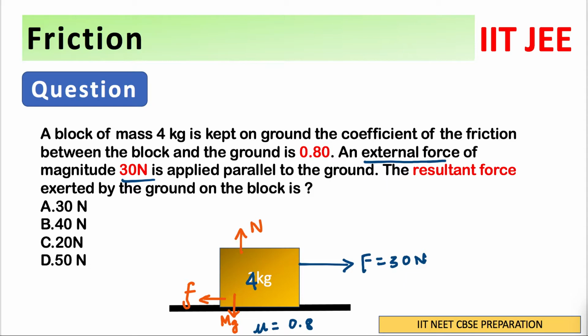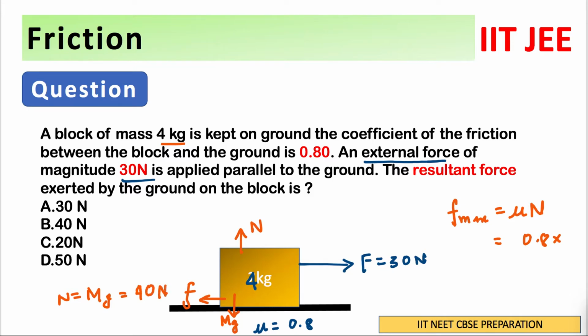Now before we find out what is the value of friction, we first need to find out what is F max. Maximum frictional force will be nu times N, the normal reaction. So that is 0.8 into the normal reaction. N is equal to mg, in the vertical direction, if you balance the forces. So what is mg? This is 4 kg, so 4 into 10, which is 40 newtons.